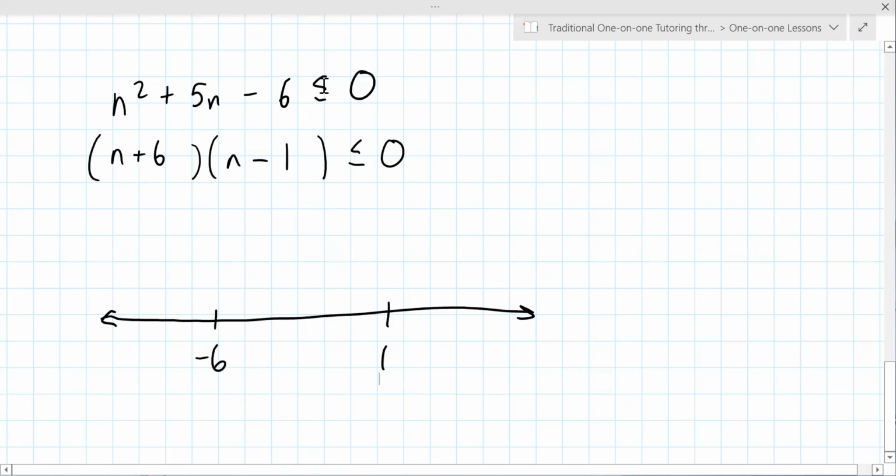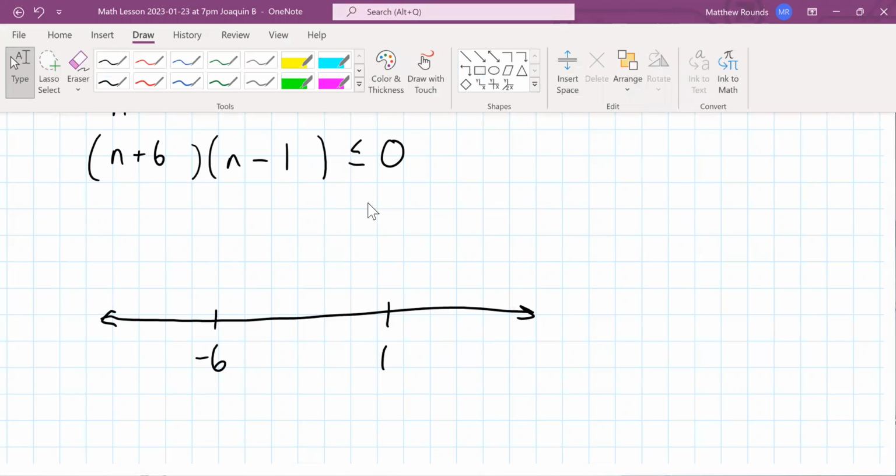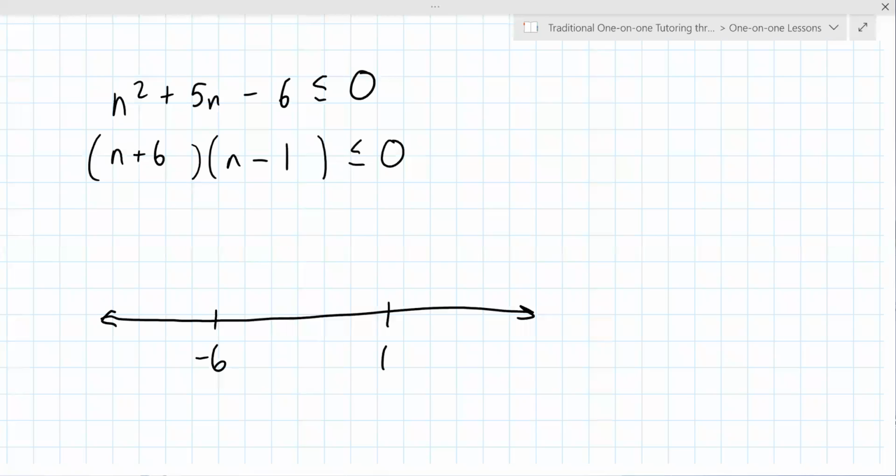Now, what did we do last time from here? Can you tell me in words what we did after we made the number line? We tested each region of the number line, plugging in numbers on each side. Yes. Now, your instructor may require you to do this. Let's just assume for the moment that they do not. They don't actually care. They just want the right answer. Do you remember what the shape of a quadratic looks like?